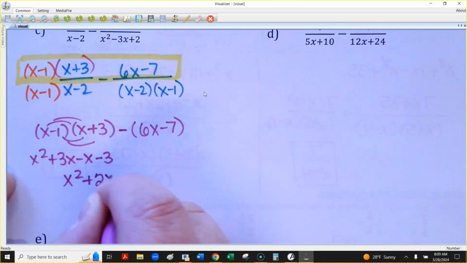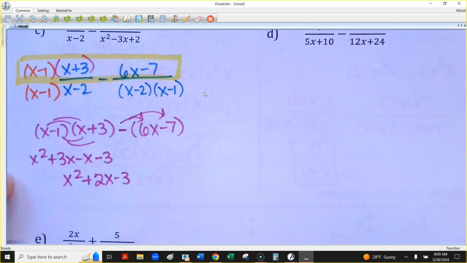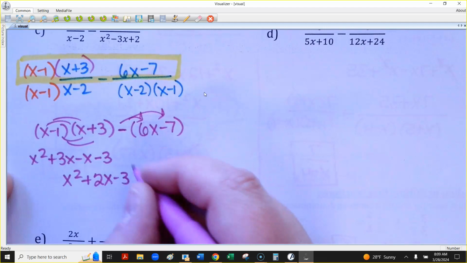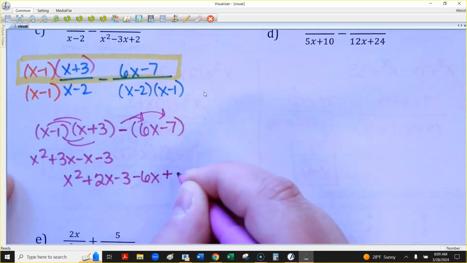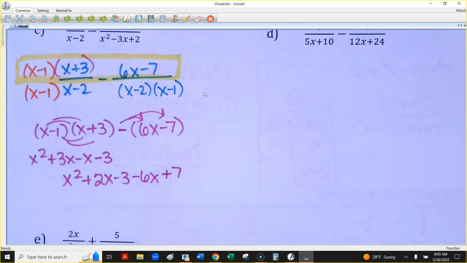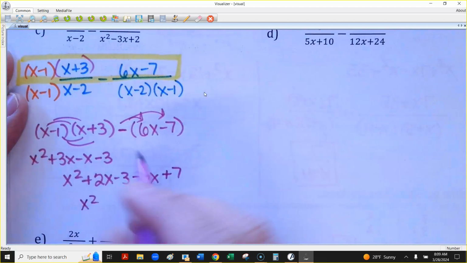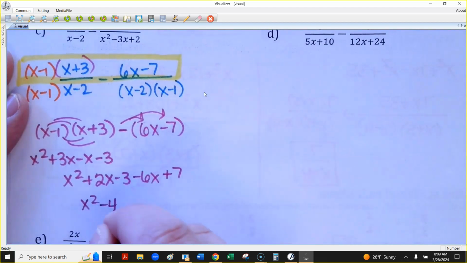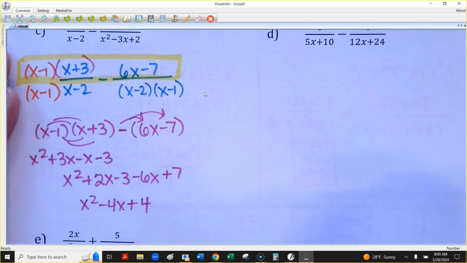2x minus 3. And then I'm just going to make sure, because we're going to subtract that other fraction, that's the numerator of the other fraction, just make sure you distribute that subtraction sign. So it'd be minus 6x, but then it would be minus a negative 7, so it would actually be plus 7. So I'm just going to combine my like terms here. We've got x squared, 2x minus 6x is minus 4x, and negative 3 plus 7 is 4.